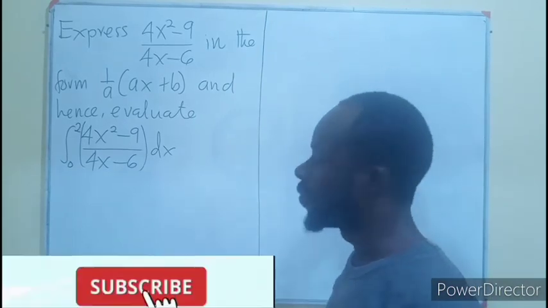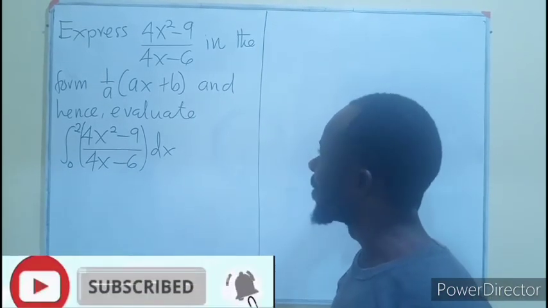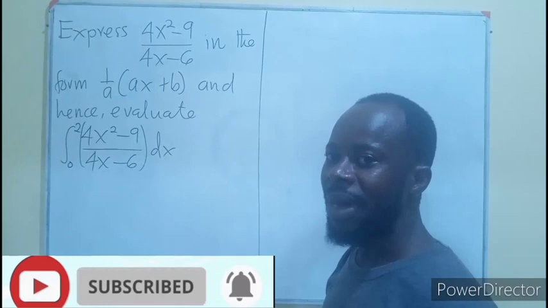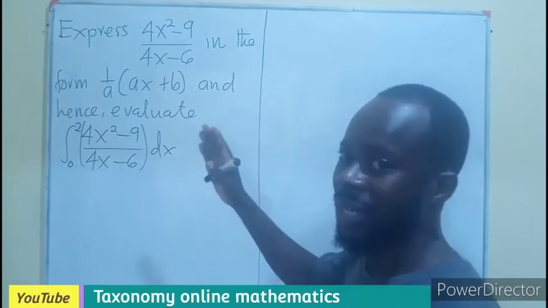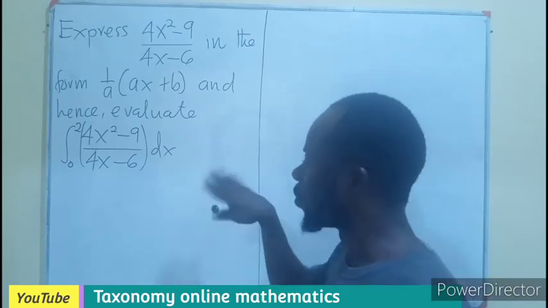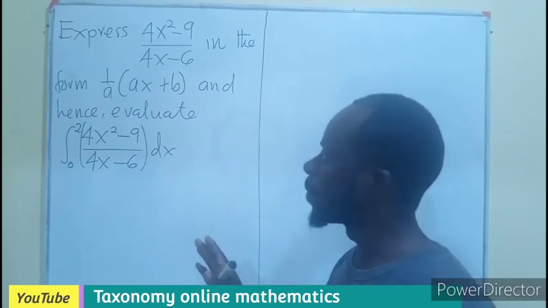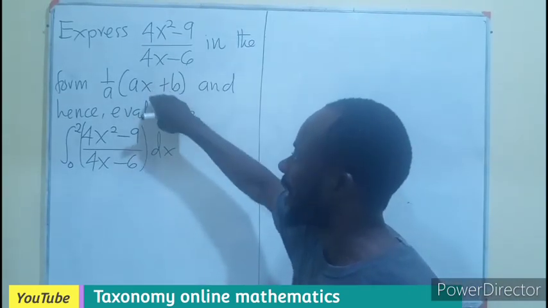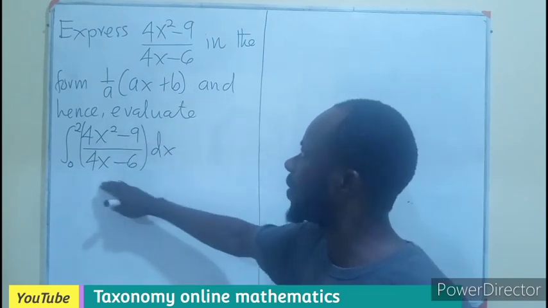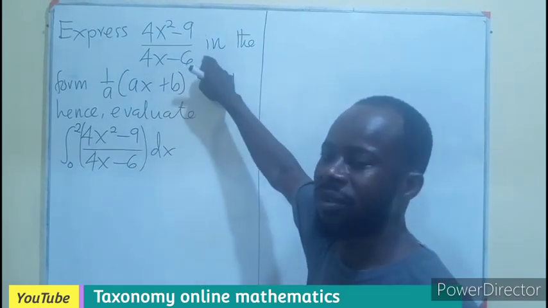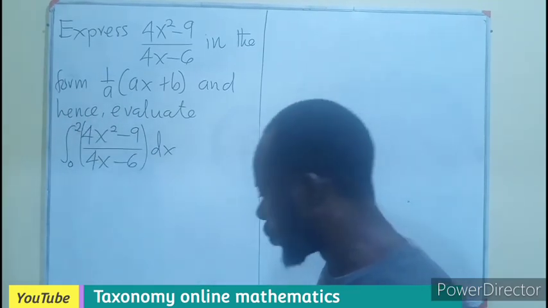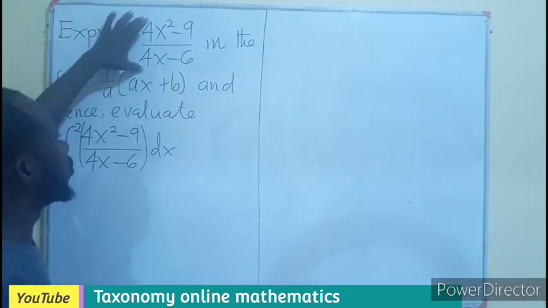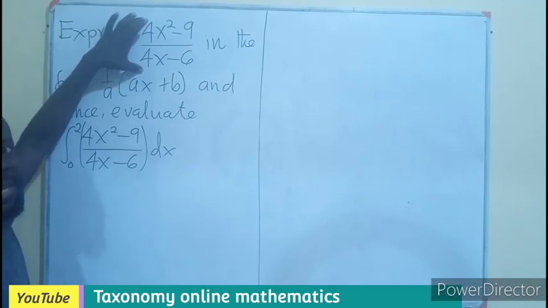We have to express (4x² − 9) divided by (4x − 6) in the form of a fraction 1 over a, multiplied by the bracket (ax + b). Then we evaluate the integral of this for a limit of 0 to 2. So the first thing first, for us to be able to express this, we have to see whether we can get a common factor in the numerator and the denominator.